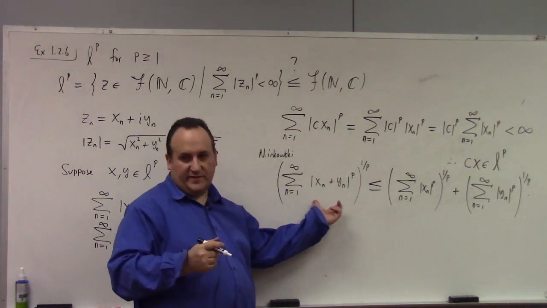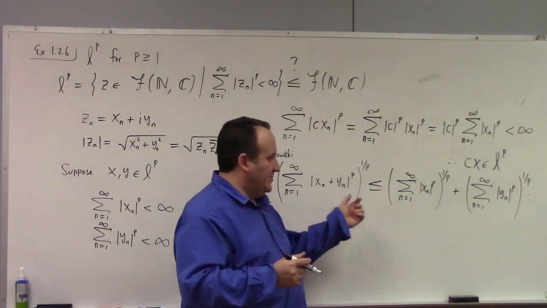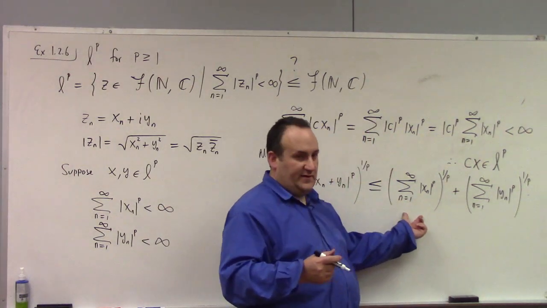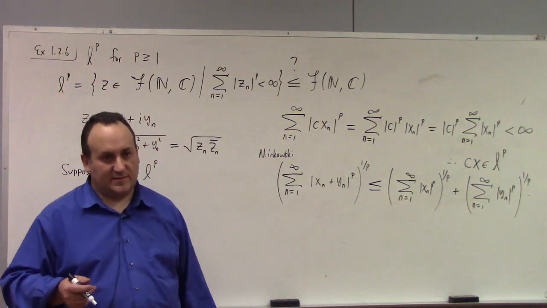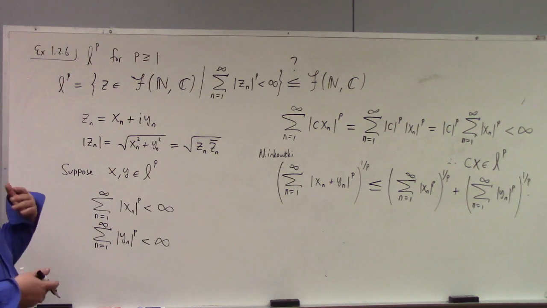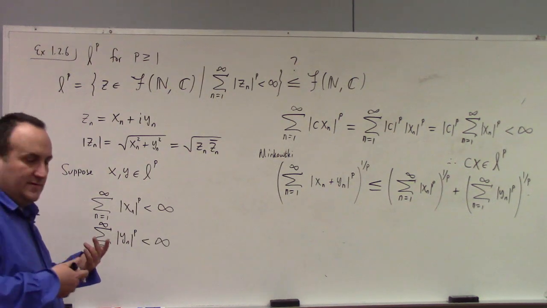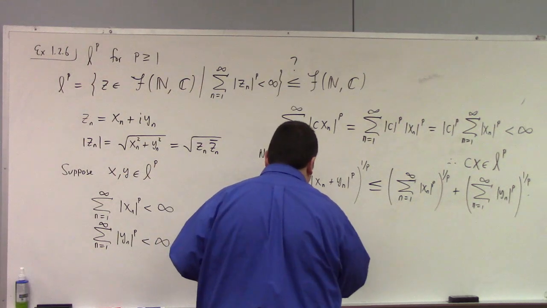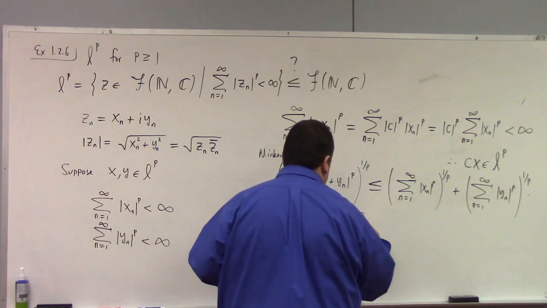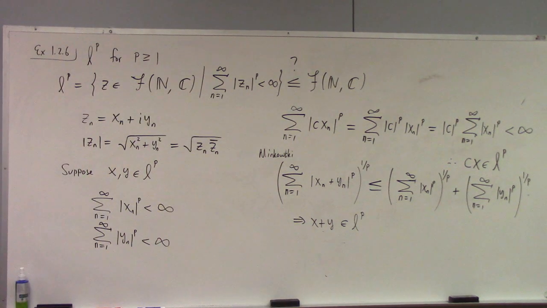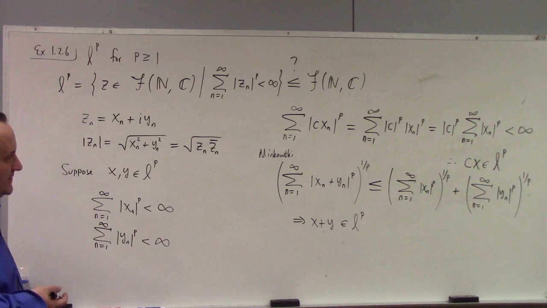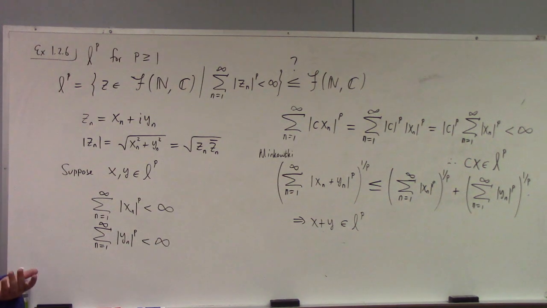Well, because we're trying to show that this is less than infinity. And if this is bounded by the sum of that and that, well, this is less than infinity, that's less than infinity, so it's finite. So it follows that this is also bounded in that sense. And so therefore we have Cx and x plus y are both elements of LP, which then by the subspace test of linear algebra, we get that LP is a subspace of the set of all complex valued sequences. But it's a particularly interesting subspace because it has to do with convergence of series, right?